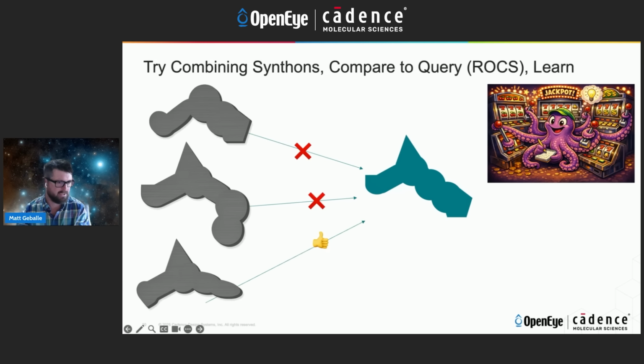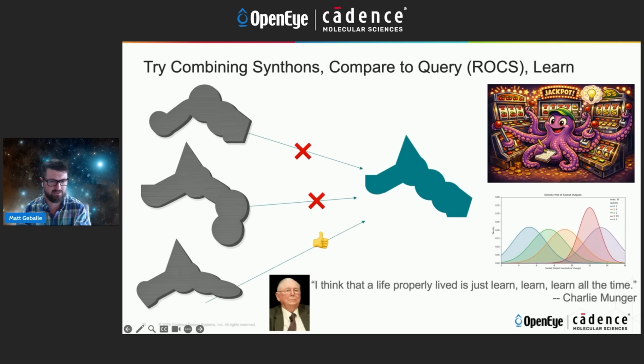So we sample many different combinations of products. We see which ones build good combinations in terms of comparison to the query or not. And we learn as we go so that future sampling takes advantage of what we've learned. And so again, as Charlie says, we are just trying to learn all the time as we sample these products.